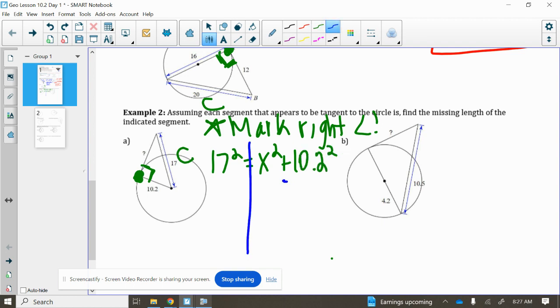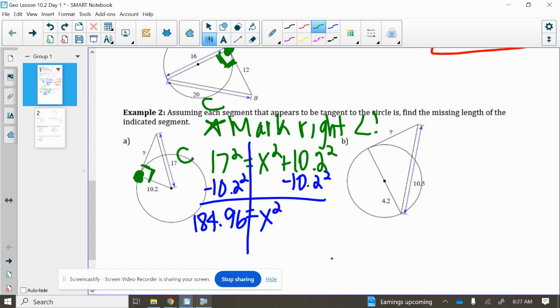Well, to solve this, we are going to subtract 10.2 squared from both sides. 17 squared minus 10.2 squared is 184.96. And then we're going to square root to get our final answer. X ends up equaling 13.6.